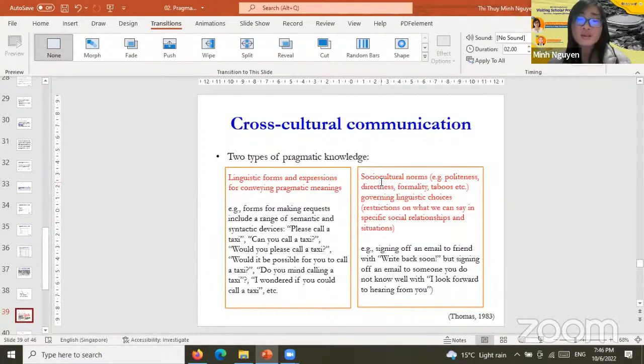So we say different things to different people. And that's because of the social rules, the social norms, okay? And expectations that govern what we can say to whom and when. So there are two kinds of knowledge underlying pragmatics, right? And a competent speaker must know both types of knowledge in order to communicate effectively in their community.